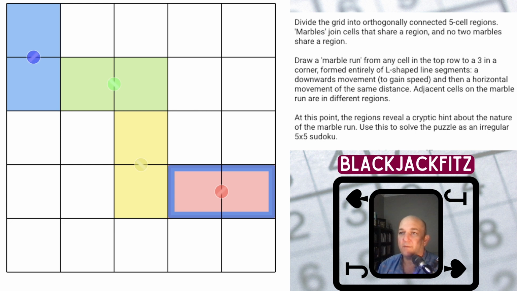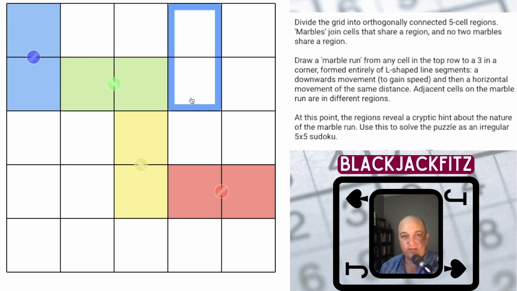Next, we're going to draw a marble run from any cell in the top row to a 3 in a corner. This marble run will be formed entirely of L-shaped line segments, a downward movement to gain speed, and then a horizontal movement of the same distance. Adjacent cells on the marble run are in different regions. That's interesting. So we'll start here and then go down, and then go here and then go down, and then go here, something along those lines.